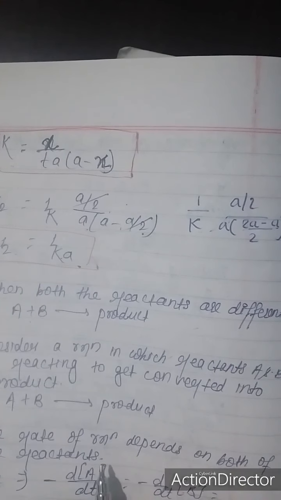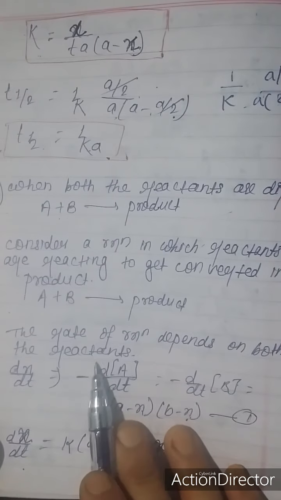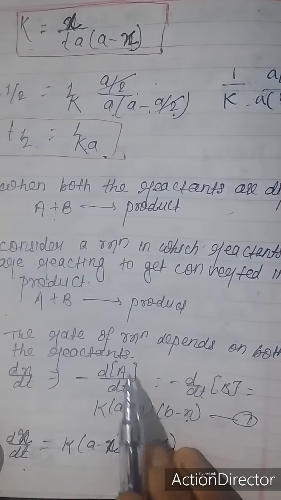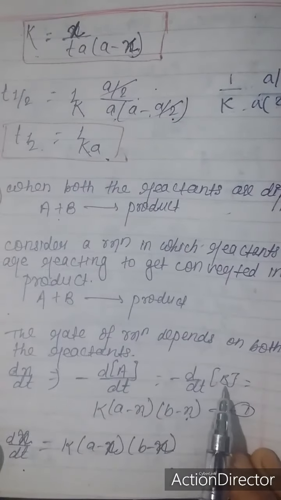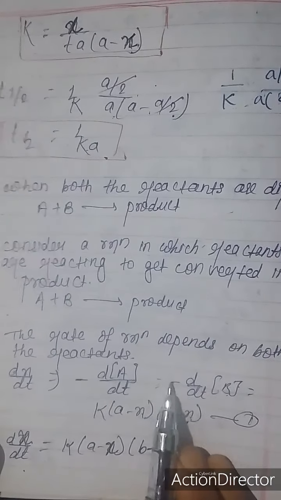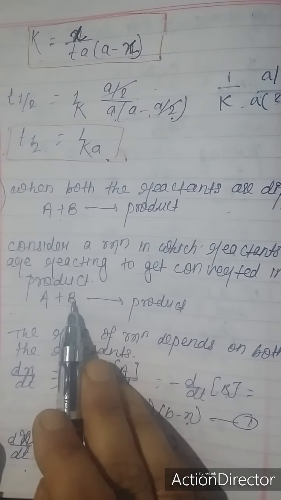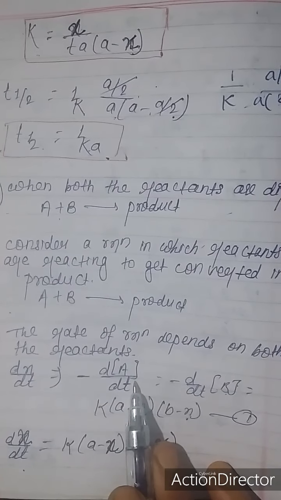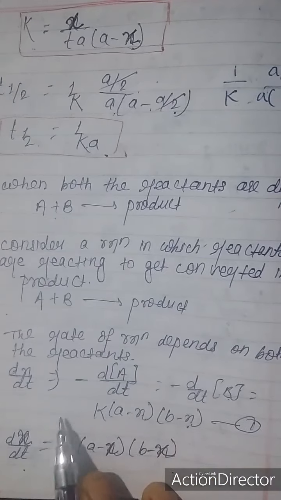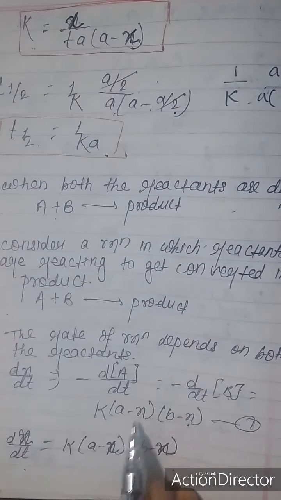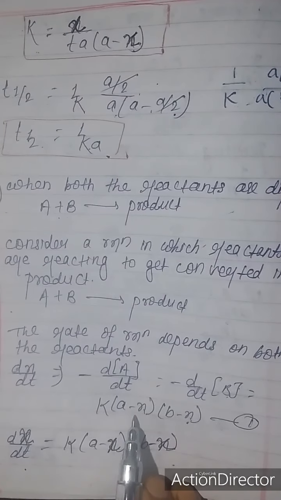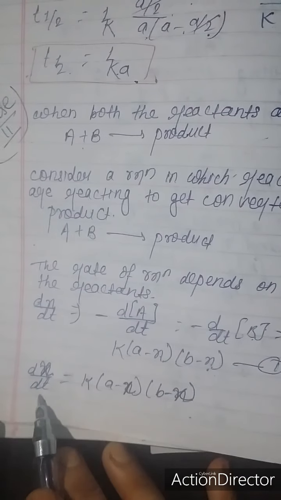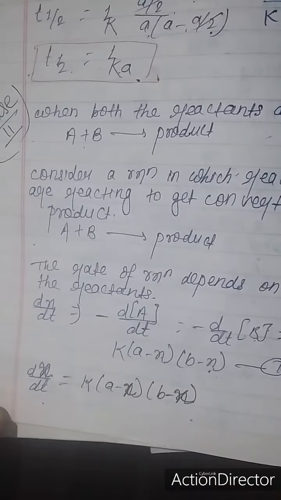So in this case the rate of reaction will depend on the concentration of both the reactants. So dx by dt will be equal to minus d by dt of concentration of A and minus d by dt of concentration of B. We are taking a negative sign because there will be a decrease in the concentration of the reactants. Now in terms of moles per liter, that will be equal to K. If x moles are consumed, that will be a minus x and b minus x. So the final equation you are getting is dx upon dt is equal to K (a minus x)(b minus x).